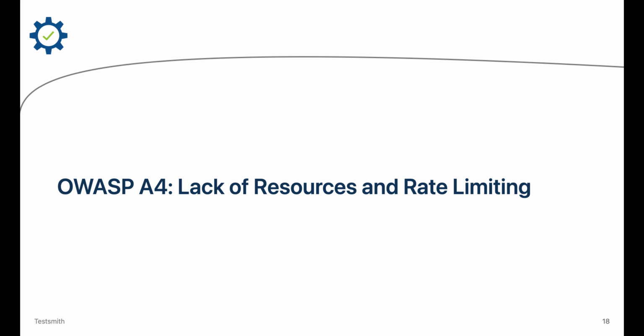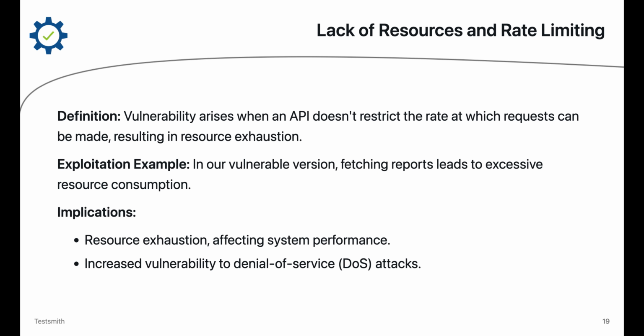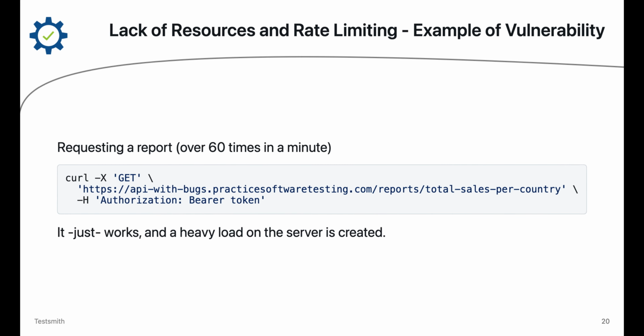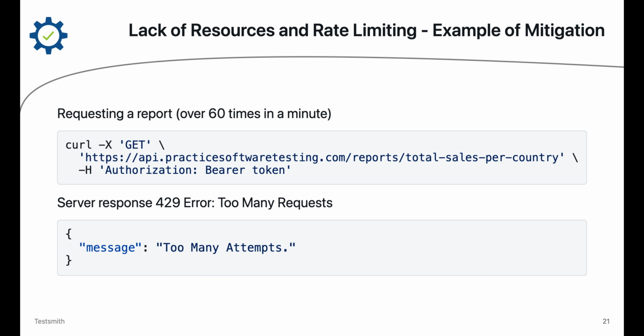Now, OWASP A4, Lack of Resources and Rate Limiting. This vulnerability occurs when an API doesn't control the rate at which requests can be made, leading to resource exhaustion. In our vulnerable version, fetching reports consumes excessive resources. To mitigate this, we can implement rate limiting. Define a reasonable limit for API requests and return a 429 too many requests status code when this limit is exceeded. This ensures fair usage and prevents abuse of resources.